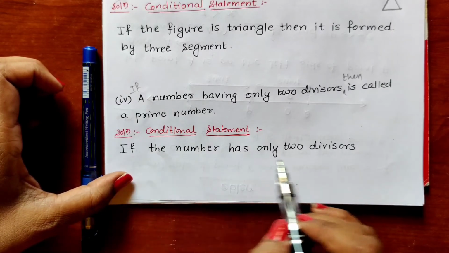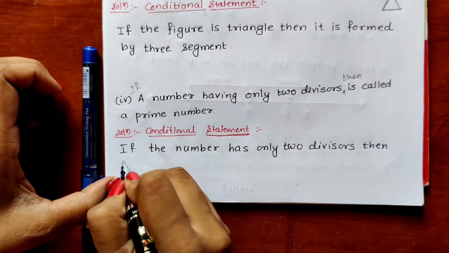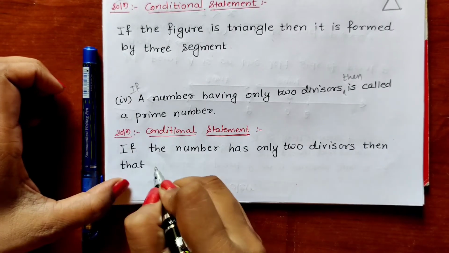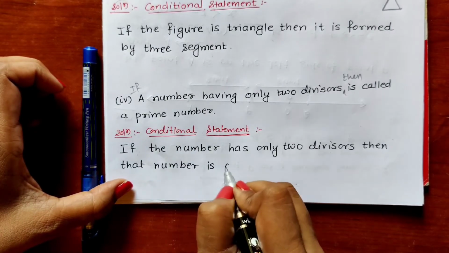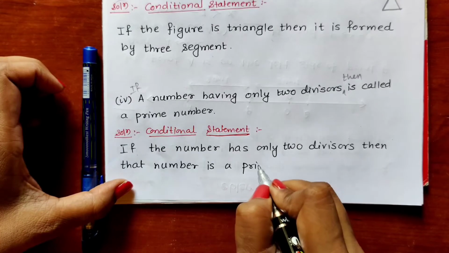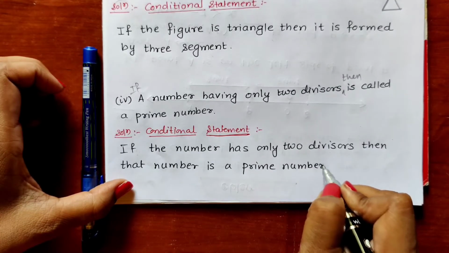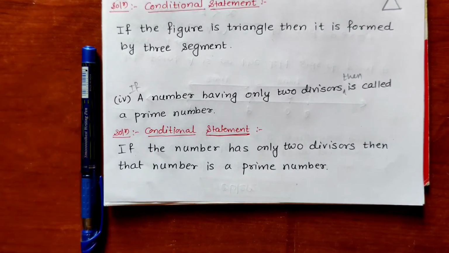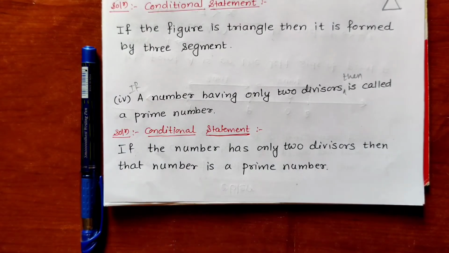So if the number has only two divisors, then what will happen? Then that number is a prime number. We all know prime number has only two divisors, a number itself and 1. So the number has only two divisors, then that number is a prime number. In this way we have to write all conditional statements from this question.